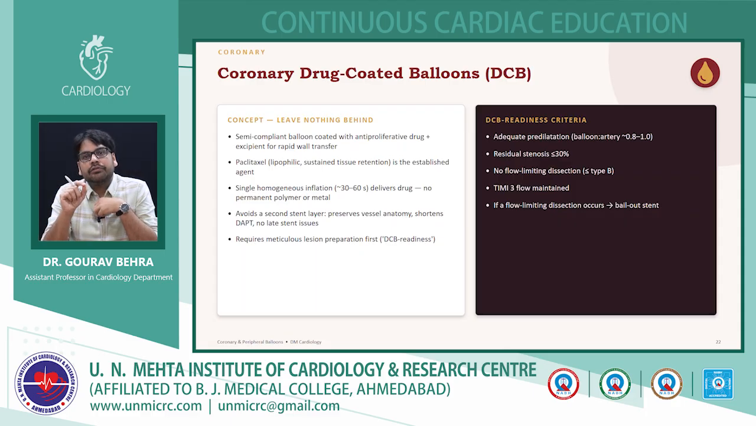There should be acceptable residual stenosis, like 20 to 30 percent. There should be no flow limiting dissection. If a patient has a flow limiting dissection, then there is TIMI 2 flow or no flow. In that condition, you are not allowed to put a DCB. And there should be good flow maintained. If there is a flow limiting dissection, you have to bail out with a stent in those conditions. So there are certain criteria you should remember before putting a DCB in the vessel.